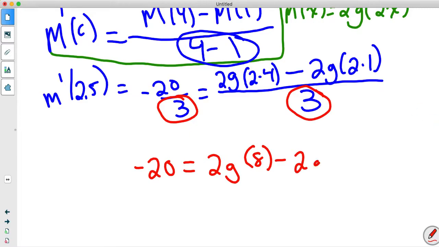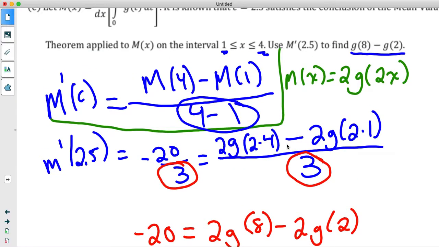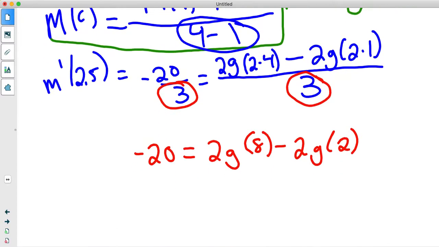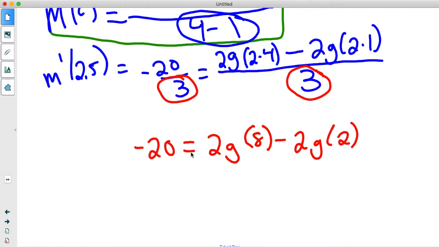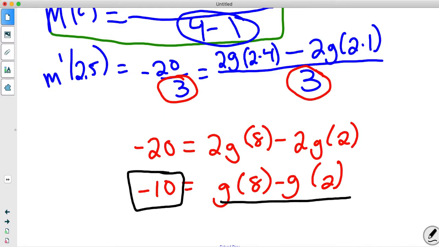minus 2g of 2. All right, so we're almost there, and this is the other part that I was missing. Come back up to the problem, we're looking for g of 8 minus g of 2. So all we have to do now is just take this whole problem and divide everything by 2 to get rid of all this. So negative 10 is equal to g of 8 minus g of 2, which is what we're looking for. So the answer here is negative 10. That's what we were trying to get, g of 8 minus g of 2.